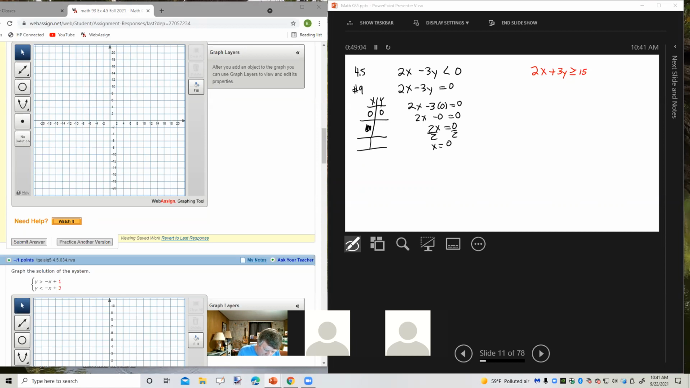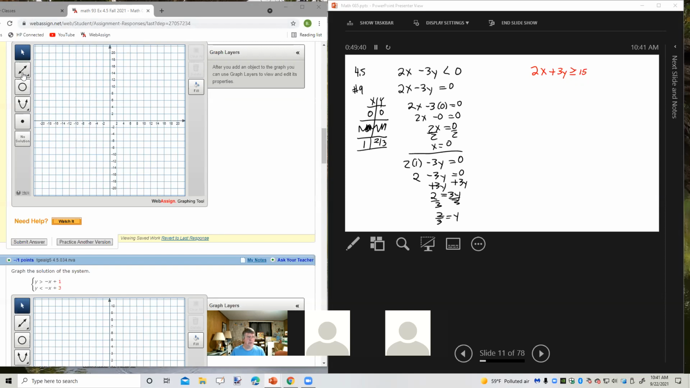Well, let's just go ahead and use 1. If x is 1, 2 times 1 minus 3y equals 0. 2 minus 3y equals 0. I'll go ahead and add 3y to both sides. 2 equals 3y. Divide both sides by 3. And 2/3 equals y, or y equals 2/3. We'll just block that out. So now I have two ordered pairs, 0, 0, and 1, 2/3. Any questions about this?